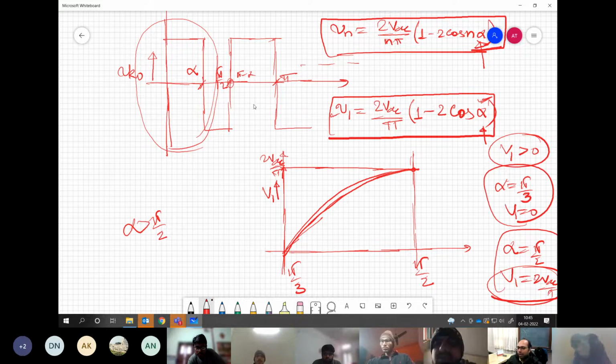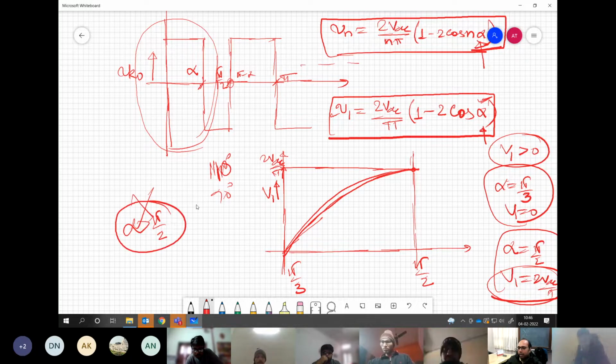Physically, it's not possible, right? You cannot switch at, say, first 110° and then at 70°. Can this happen? No, sir. Correct. So physically, this is not possible. Practically, this is not possible. So we have a limitation for alpha up to only pi by 2.